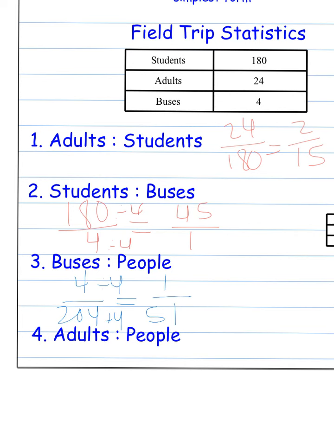And then adults to total people. Well, there's 24 adults, and we found out earlier that there's 204 people. Again, we need to make sure we simplify this. It simplifies to 2 over 17. So there's 2 adults for every 17 people.